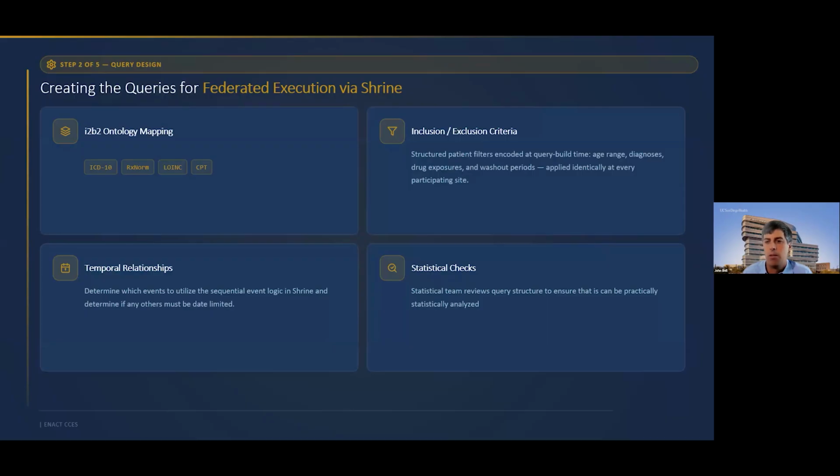We have to be careful with those temporal relationships. We only have a certain number of sequential logic events in Shrine, and we sometimes have had to use some date limitations around some of our query variables to figure out how to make sure that this happens before that when we have run out of the event logic in Shrine. And then we'll look at the statistical checks. Like I said, we'll send our initial queries to the statistical team to make sure that it lines up with their statistical models that they are able to run on the queries and on the counts that we'll get back.